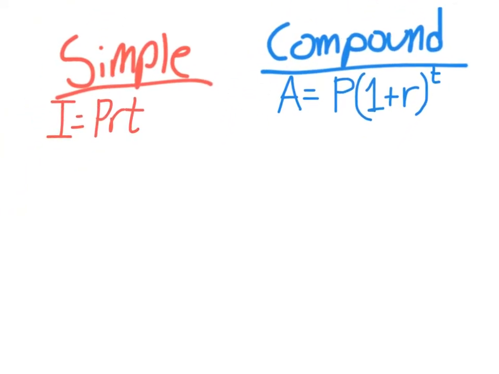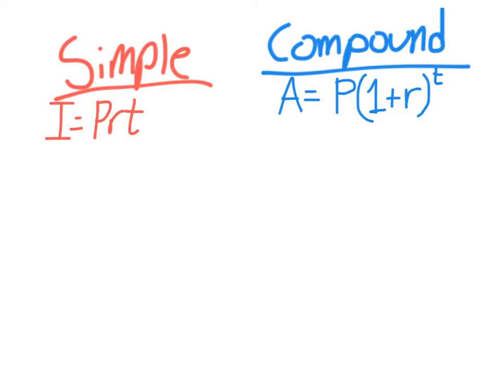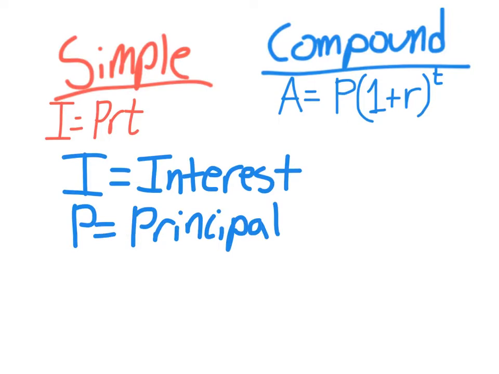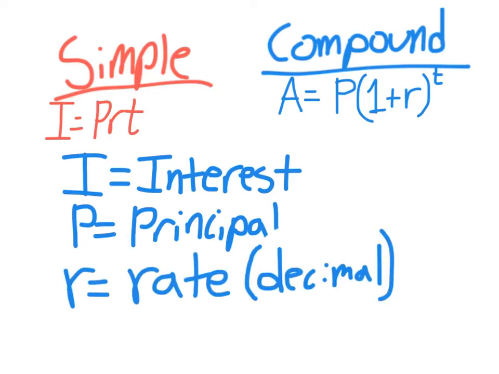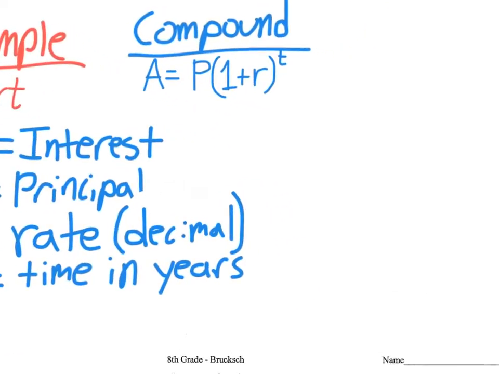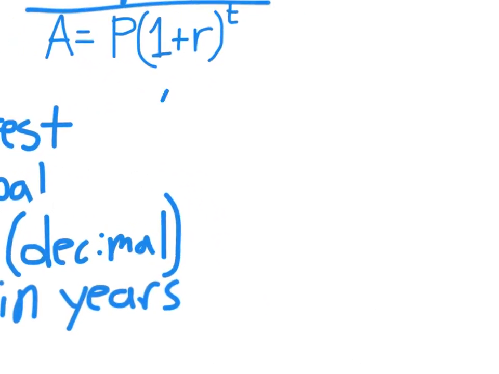But now really what we need to do is talk about what all of these little symbols mean. I won't come as much of a surprise. I is just our interest. P is our principal, or our starting amount of money that we're talking about. And R will be our rate. They give us a percent, but we have to convert it to a decimal. And T will be our time in years. Oh, and then finally, I almost forgot one, we have A. A is our total amount.